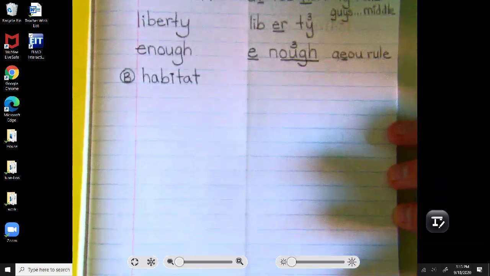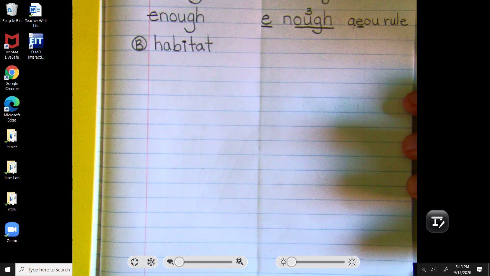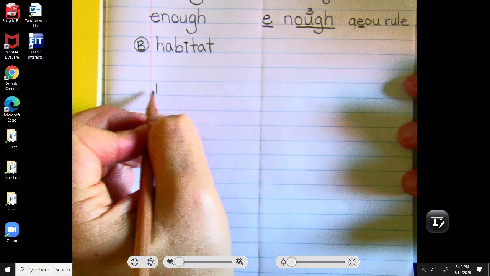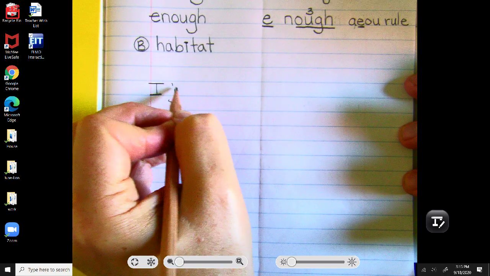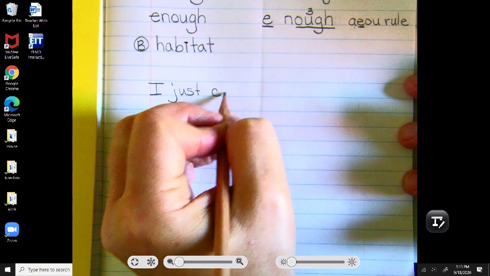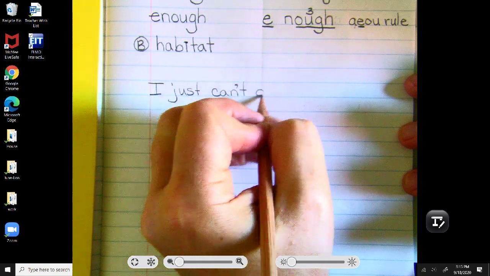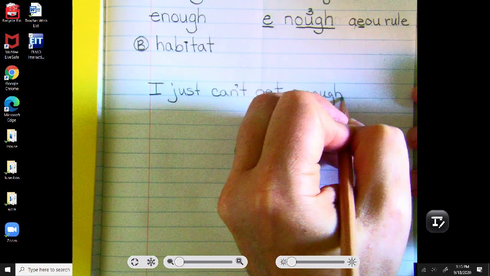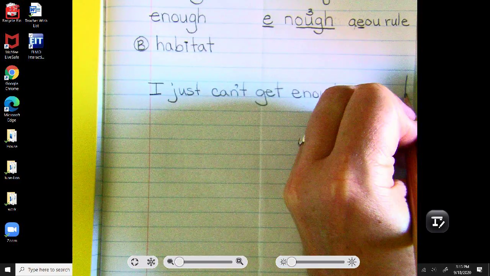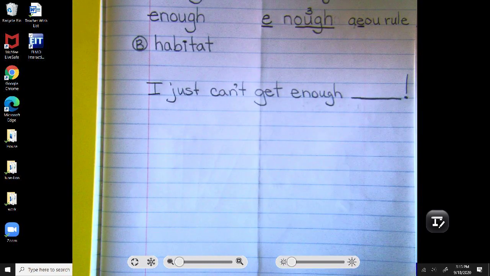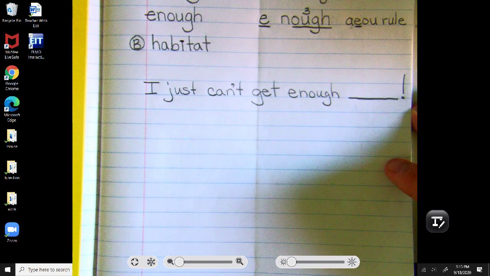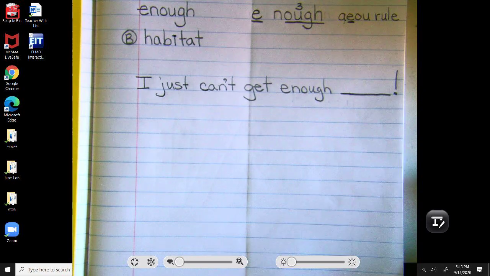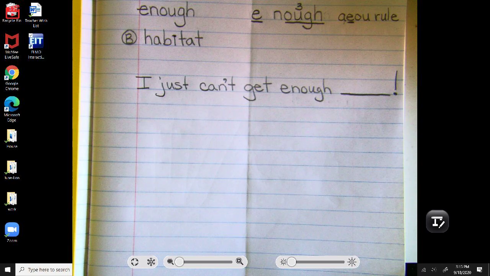Then, scholars, the enrichment, if you would like to get your creativity going, we're going to use the word enough. I just can't get enough blank. Like, what is something you just can't get enough of? And share that with us in your illustration, and then you can submit a photo if you'd like. What can't you get enough of?